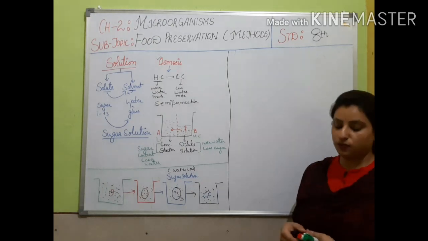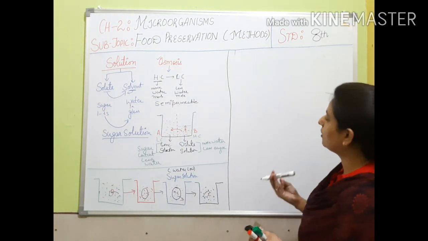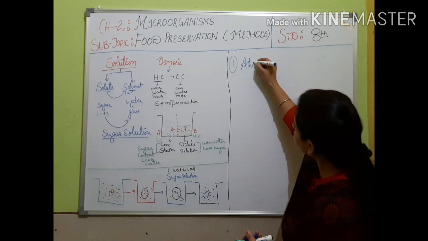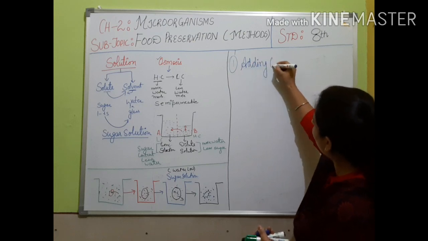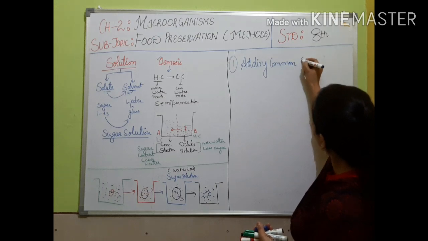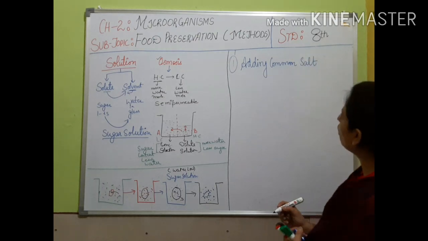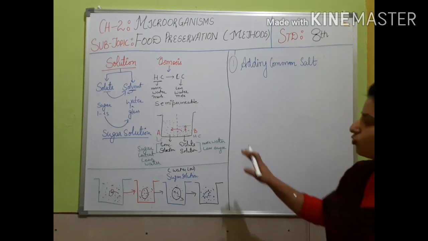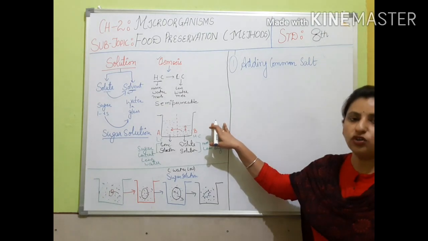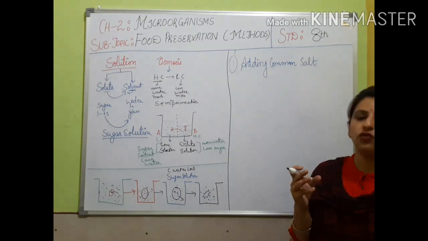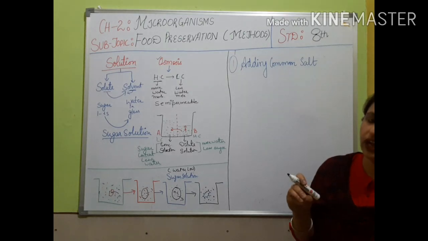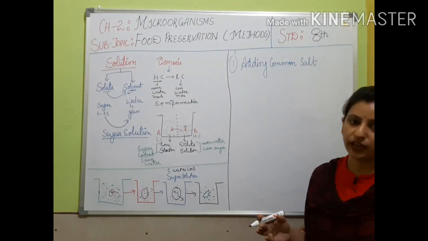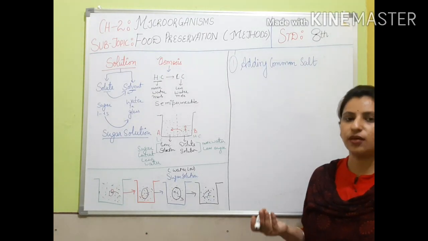The first method which we are going to discuss is food preservation by adding common salt. When we add common salt into the food which we want to preserve, osmosis will take place. Due to the salt, the concentration of water is higher inside the food, and that water will come out of the food, and the food will be preserved for a long time. It can be practiced with a number of vegetables and fruits.